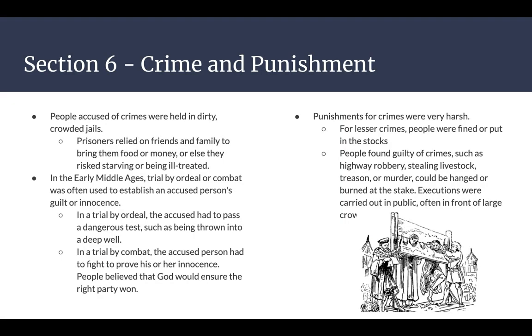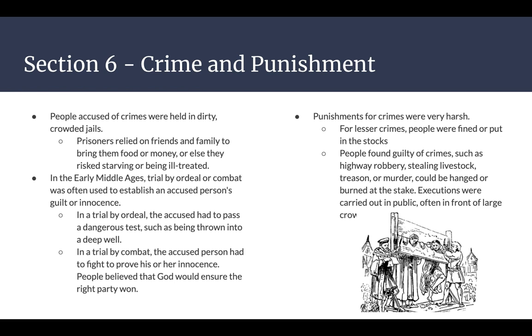All right, guys, moving on to section 6, crime and punishment. So besides being unhealthy, medieval towns were very noisy, smelly, crowded, and they're often really unsafe as well. So pickpockets and thieves were always on the lookout for vulnerable travelers who had money in their pouches.